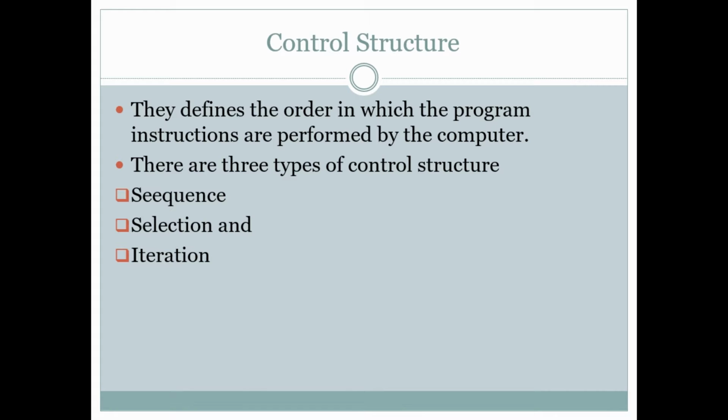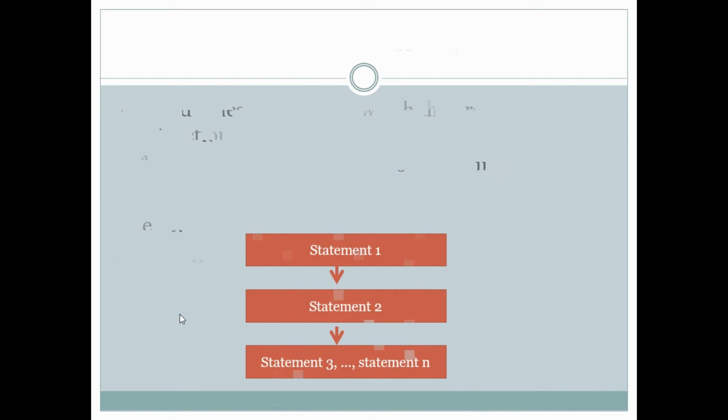Control structures define the order in which the program instructions are performed by the computer. There are three types of control structure. They are the sequence control structure, the selection structure, and lastly the iteration structure.